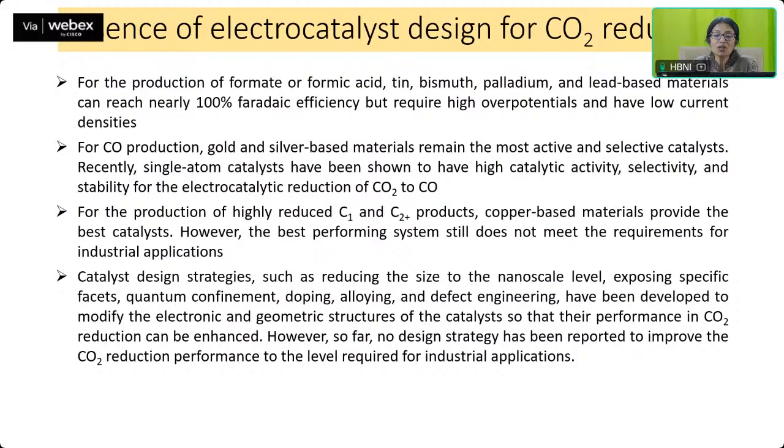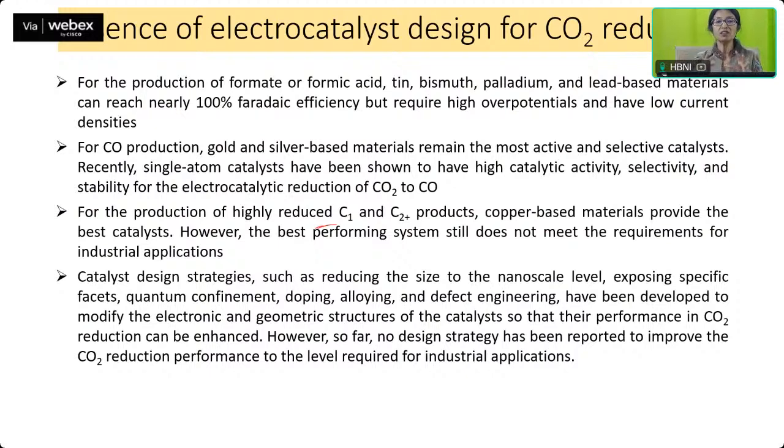So what is the essence of electrocatalyst design for carbon dioxide reduction? For the production of formate or formic acid, tin, bismuth, palladium and lead-based materials can reach nearly 100% Faraday efficiency, but require high overpotentials and have low current densities. Whereas for carbon monoxide production, gold and silver-based materials remain the most active and selective catalysts. Single atom catalysts right now have been shown to have high catalytic activity, selectivity, and stability for catalytic reduction of carbon dioxide to carbon monoxide. For the production of highly reduced C1 and C2 plus products, copper-based materials provide the best catalyst.